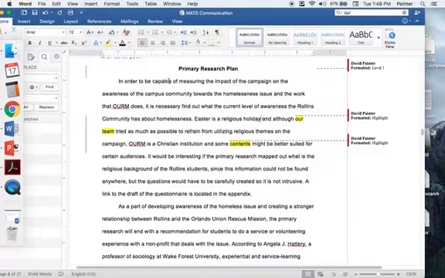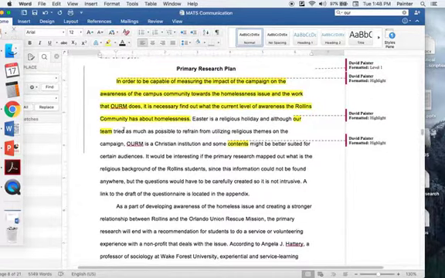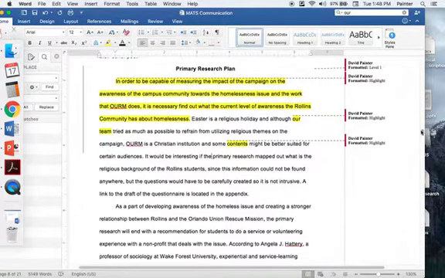"In order to be capable of measuring the impact of the campaign on the awareness of the community, of the campus community towards the homelessness issue and the work that..." wow, this is a wordy, awkward run-on sentence, right? Why are you talking about the campaign and the primary research plan?